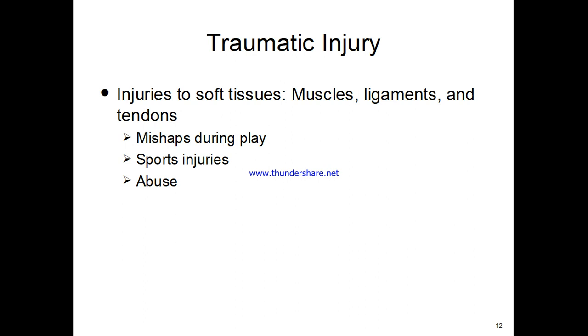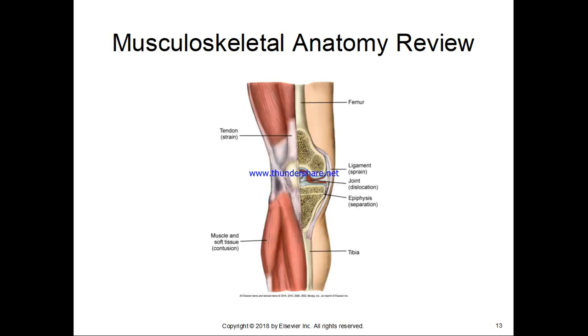So now we're going to talk about causes for immobilization and musculoskeletal alterations. And we're going to start by talking about traumatic injuries here. So there are injuries to the soft tissues, which are muscles, ligaments, and tendons, which we'll cover first. And these are very common injuries that can occur during play, during sports injuries, or they could occur as a result of abuse. We have our little review here of the musculoskeletal anatomy.